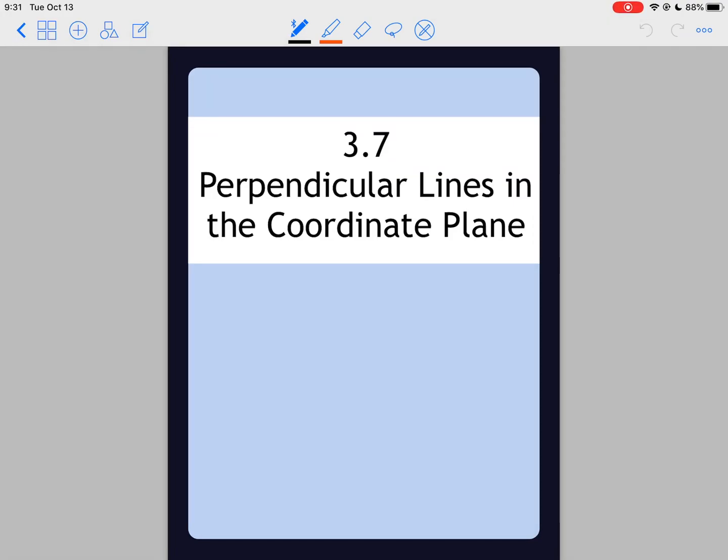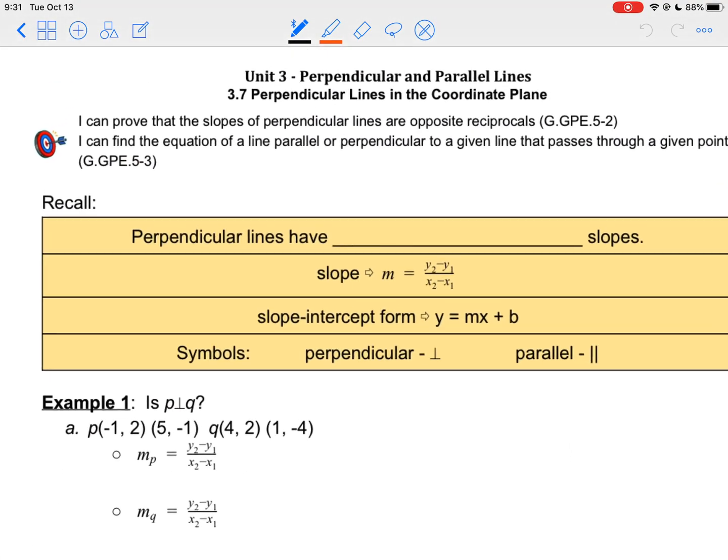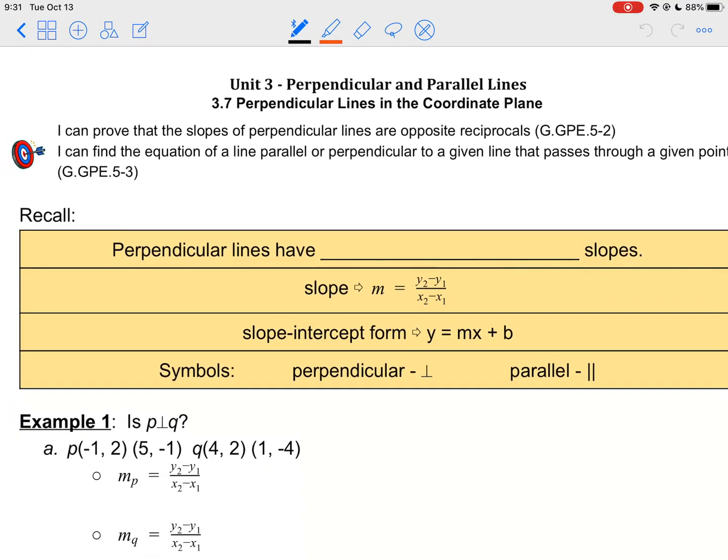All right, next we're going to look at perpendicular lines in the coordinate plane. So we're going to be writing the equations in slope-intercept form of these perpendicular lines. And so it's important to know about the slopes of perpendicular lines. When we're talking about perpendicular lines, those are two lines that meet at a right angle. So in order to make that right angle, the slopes of these perpendicular lines are opposite reciprocals.